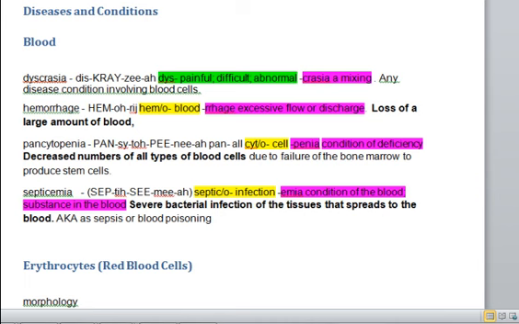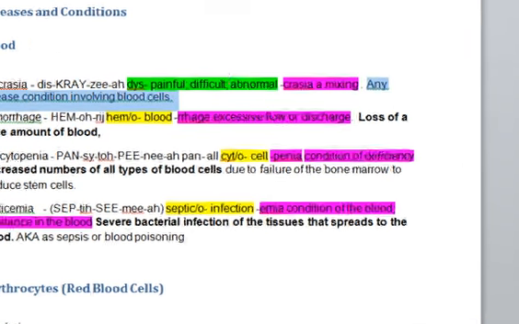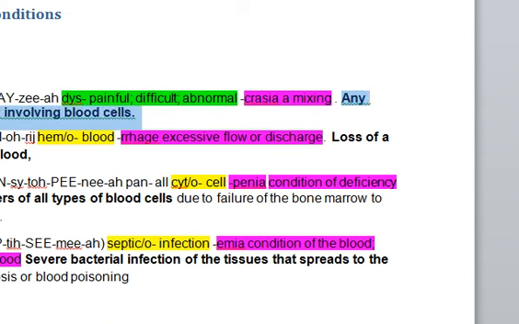And the definition isn't hard to understand. It means any disease or condition involving blood. But I am a little bit curious about how this word breaks down. So I did refer to Dorland's, and I found that it says a term formerly used to indicate an abnormal mixture of the four humors.